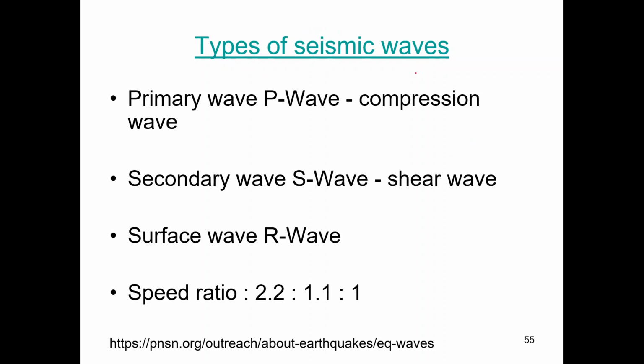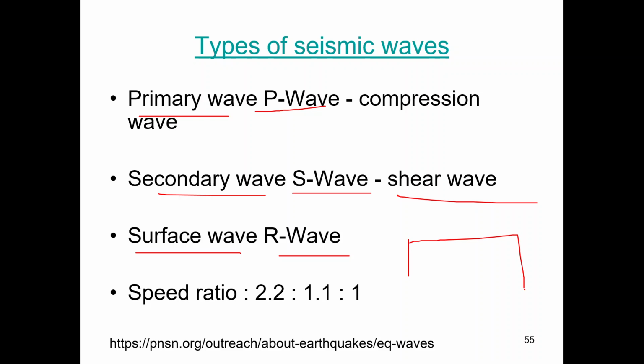In seismic waves, we have a few types. We call one the P wave, the compression wave, sometimes called the primary wave. We have the S wave, called the secondary wave or shear wave, and another we call the surface wave or R wave, the Rayleigh wave.